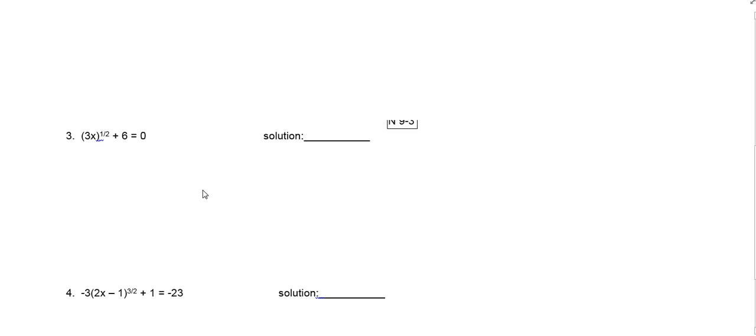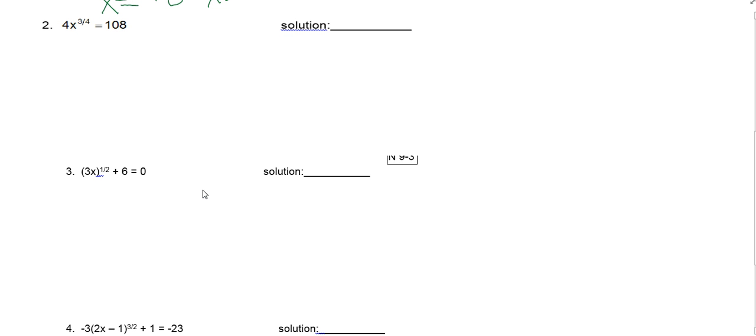The next one is 4x to the 3/4, and I just wanted to point something out here: that 4, the leading coefficient, is not raised to the 3/4 power. So the first step we're going to do is divide both sides by 4. And when we do that, we have 108 divided by 4, which of course equals 27. So we have x to the 3/4 power is equal to 27.